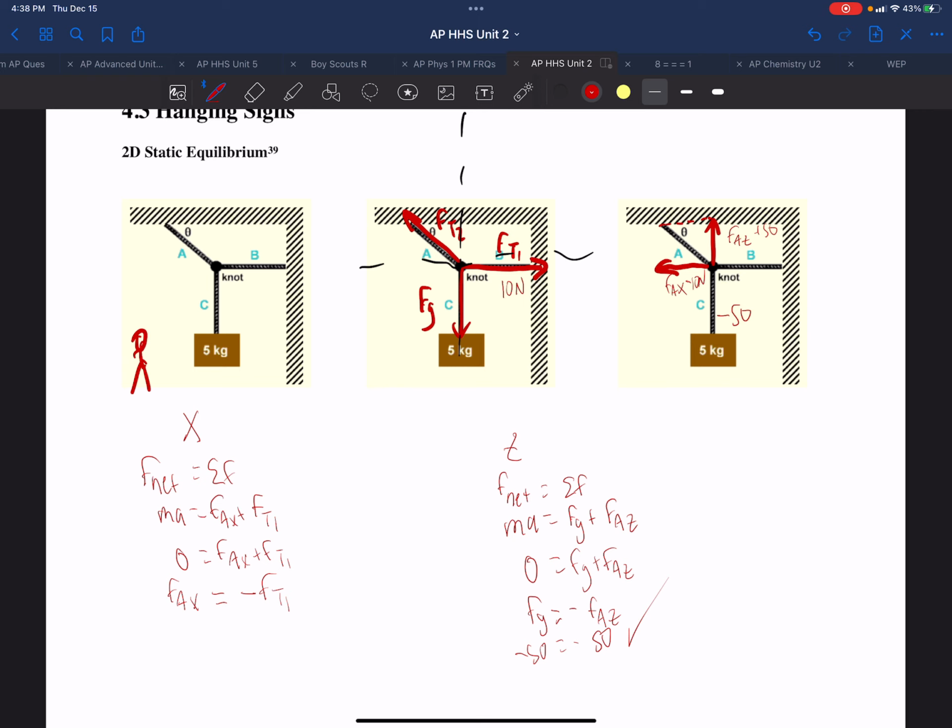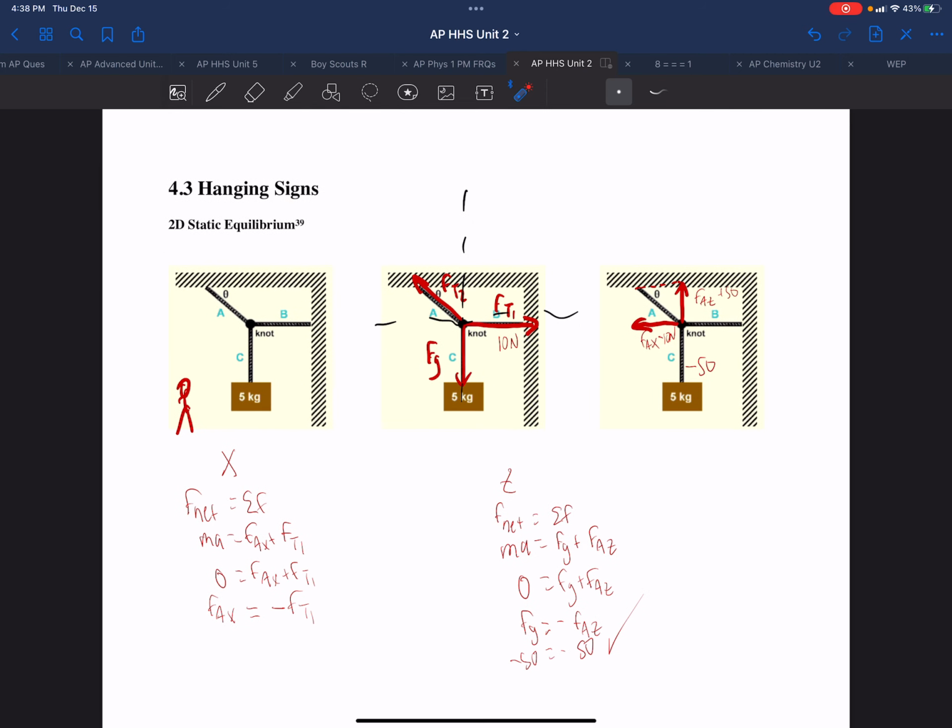Check. So what we see in this two-dimensional situation is the vertical forces are balanced and the horizontal forces are balanced, and that's what allows this to be in static equilibrium.